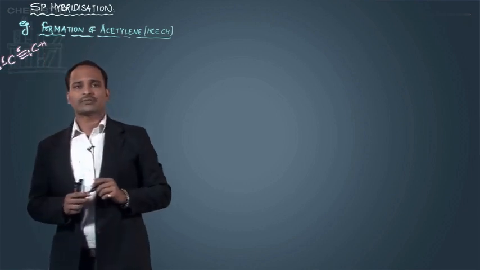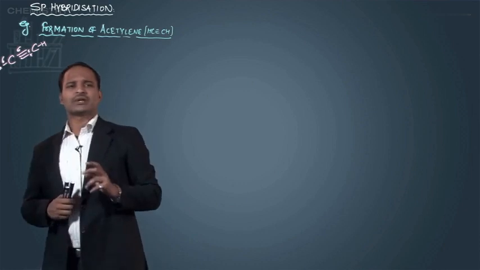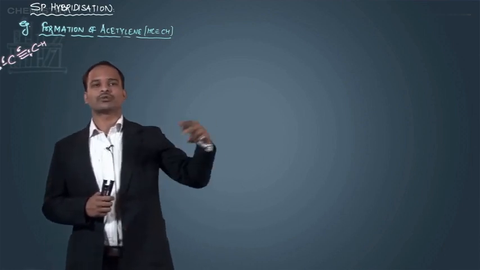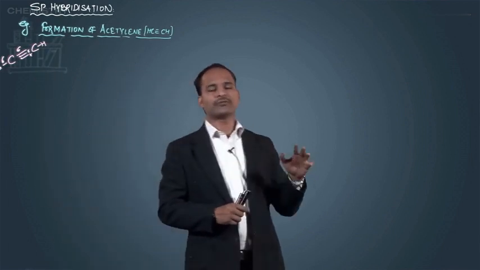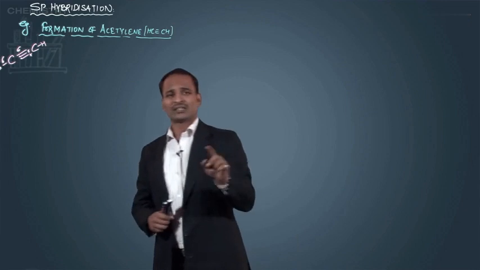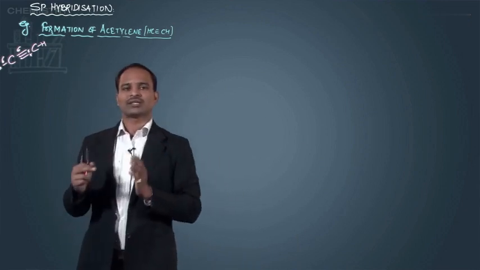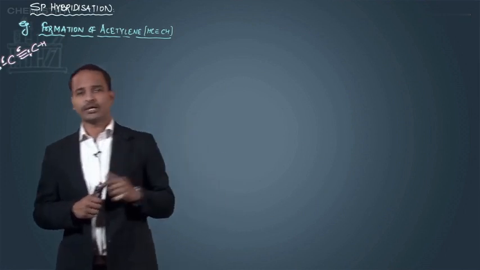So carbon is forming a total of 4 bonds, and out of 4 bonds, 2 bonds are sigma and 2 bonds are pi. Here the carbon undergoes sp hybridization because only 2 orbitals are required for the sigma bonds. The remaining 2 orbitals are required for the pi bonds, and the orbitals which form pi bonds never undergo hybridization. That's the reason that out of 4, only 2 are undergoing hybridization, that is one s and one p, and the remaining 2 p orbitals will form pi bonds.